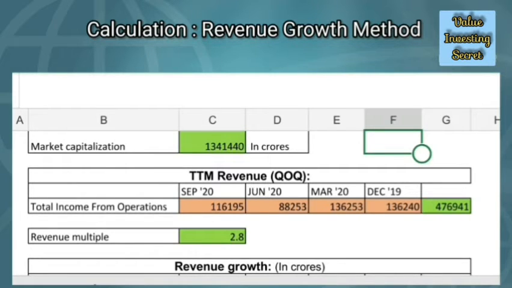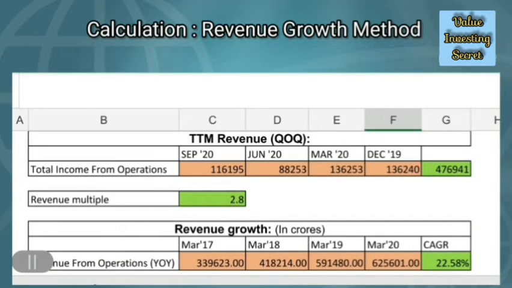Then I have calculated the TTM revenue quarter on quarter using 4 quarters. This data I got from the Money Control website. You can get it from Money Control or Screener or any other websites. So I have taken the 4 quarters revenue of Reliance Industries, that is quarter September 20, June 20, March 20 and December 19. So with this data I got the total trailing twelve month revenue of Reliance Industries.